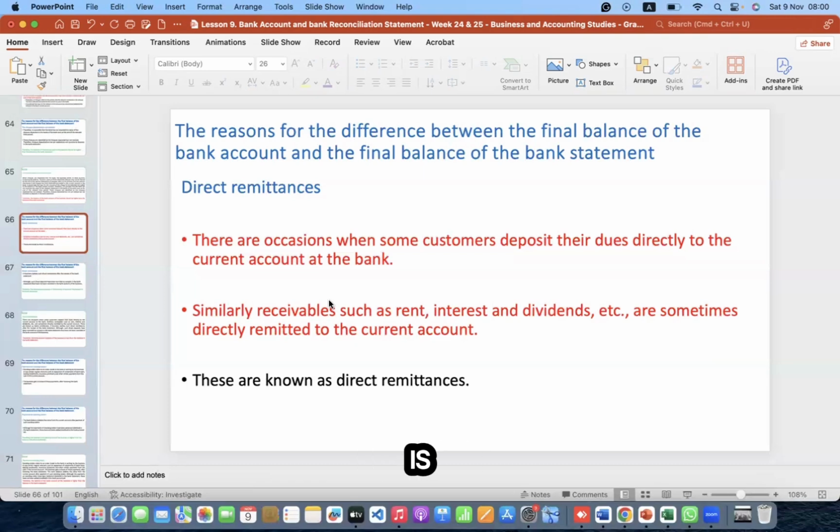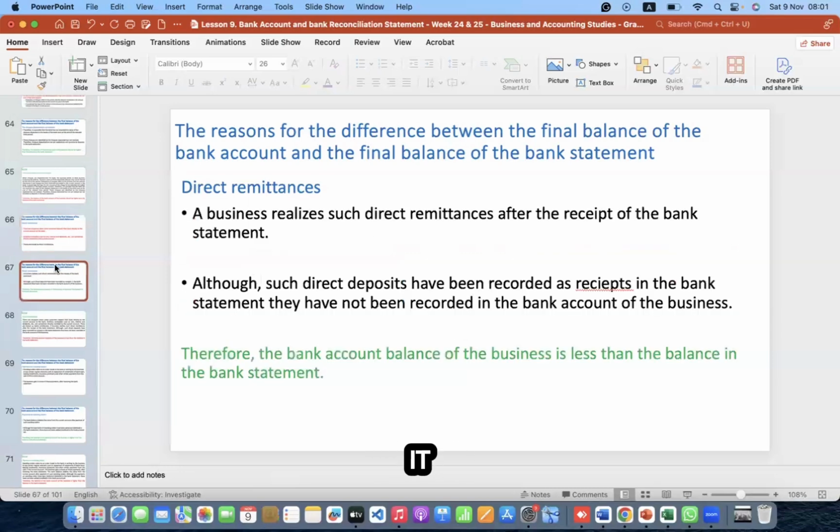So what happens is your bank account balance, the bank statement balance is going up because it is being recorded in your bank statement. But on your side, since you don't know, you don't record it in your bank account, ledger account. Then your bank ledger account balance is lower, whereas the bank statement balance is higher because it is being directly remitted. So that's it. So businesses can realize such direct remittances after receipt of the bank statement.